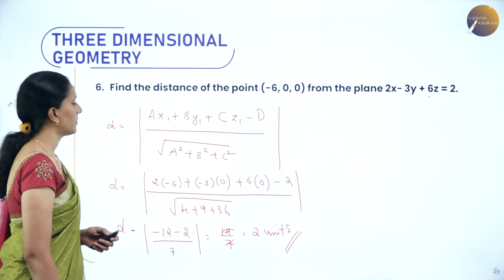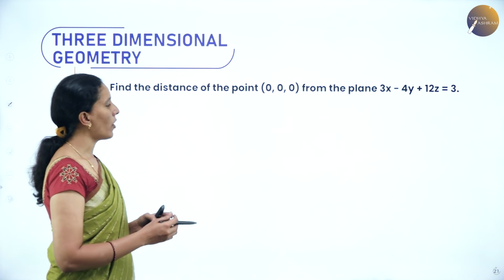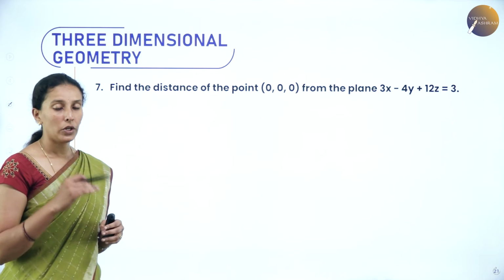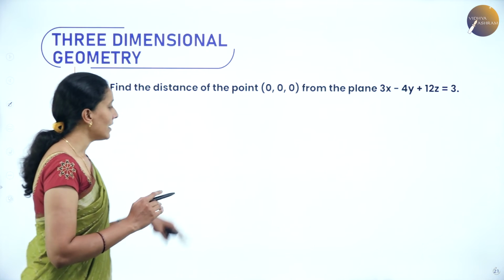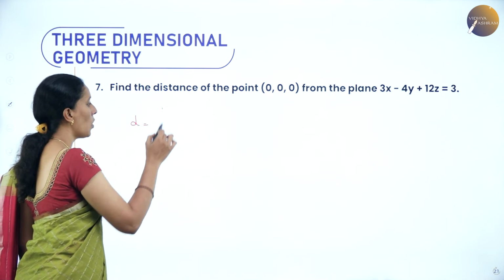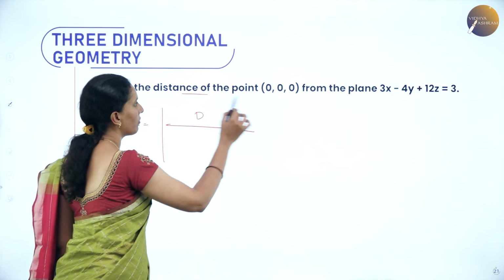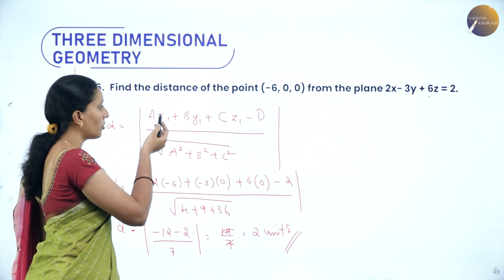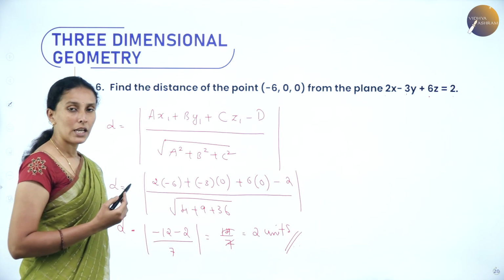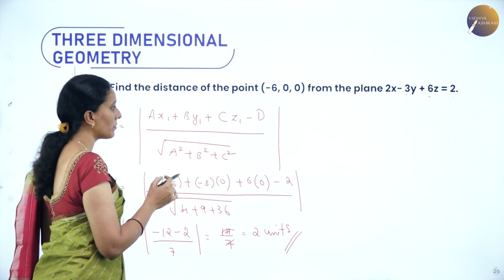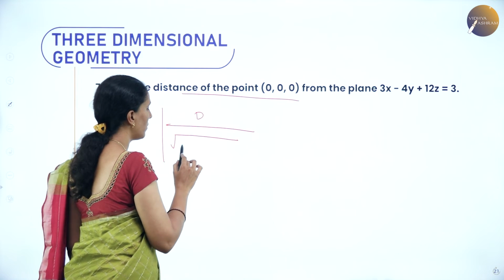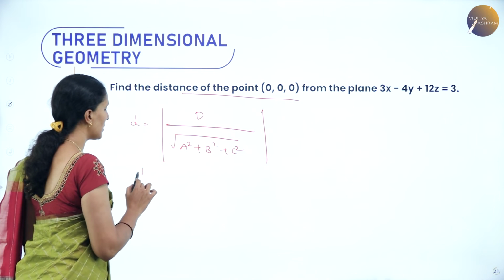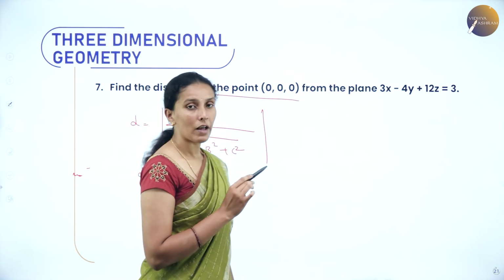Next, find the distance of the origin from the plane 3x - 4y + 12z = 3. So we know that the distance of the point from the plane is given by only d, because when you say the point is the origin, the values of x1, y1, z1 are 0. So therefore, if you substitute x1, y1, z1 as 0, a, b, c will also become 0 after multiplying. So again, square root of a square plus b square plus c square. So what is the value of d here? Value of d is 3.